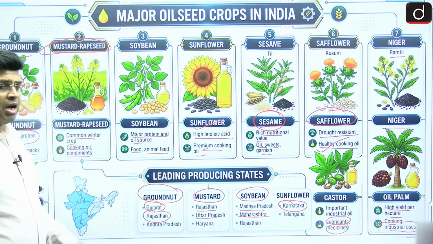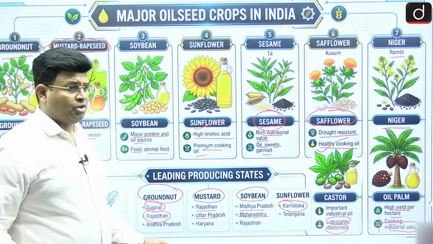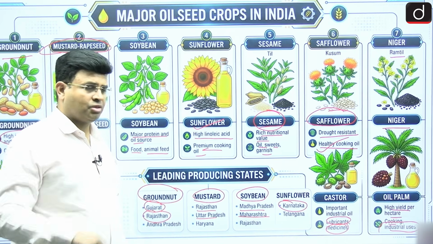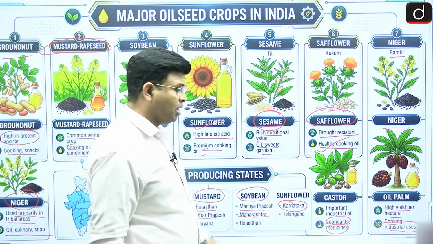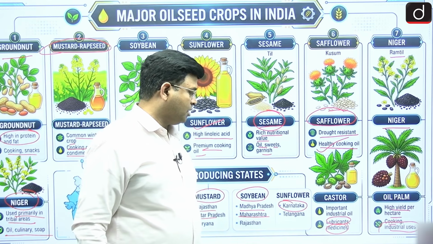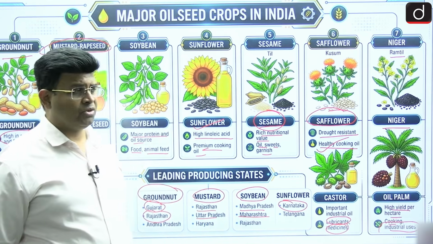So you can say groundnut, and I said Gujaratis and Rajasthanis are grounded people. Mustard: Rajasthan, Uttar Pradesh. Soya, who is soya? Mama, Madhya Pradesh, Maharashtra. And then sunflower: Karnataka and Telangana. These are the major ones that we have seen state wise.